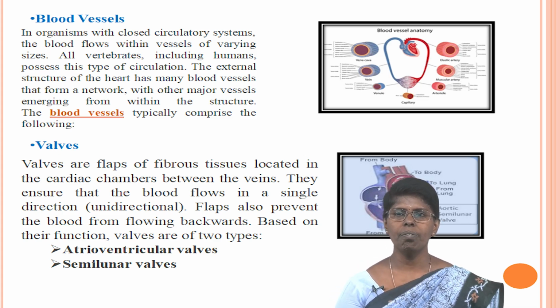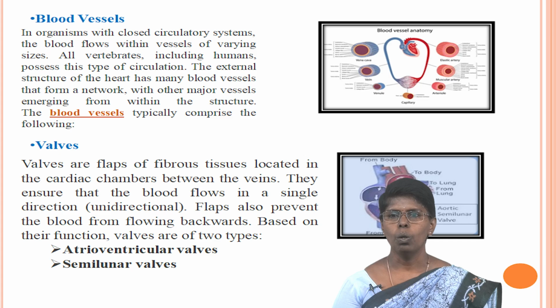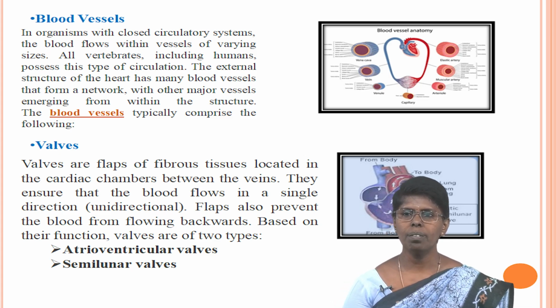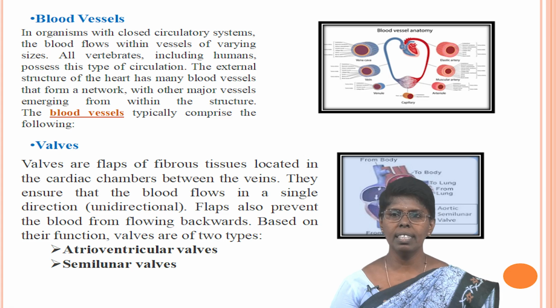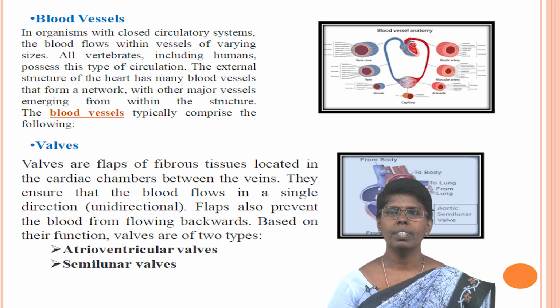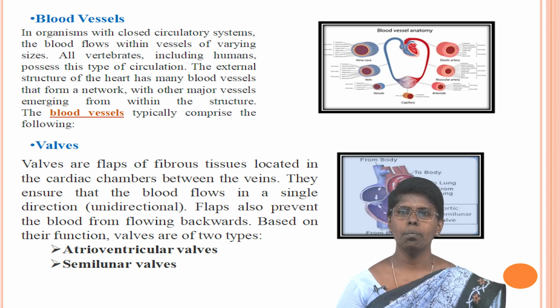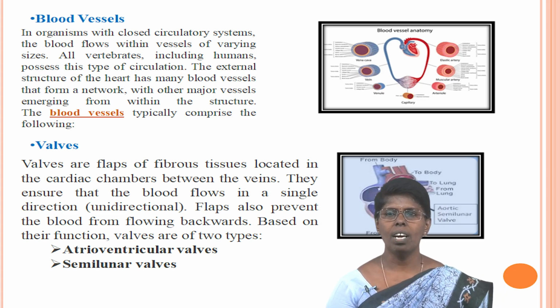Valves are flaps of fibrous tissue located in the cardiac chambers and veins. They ensure that the blood flows in a single direction, that is, unidirectional. The flaps also prevent the blood from flowing backwards. Based on function, valves are of two types.